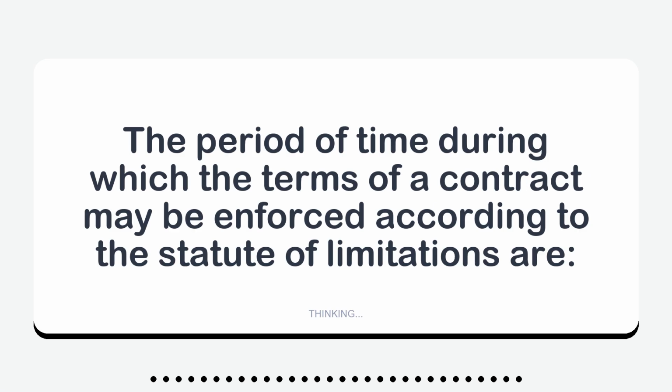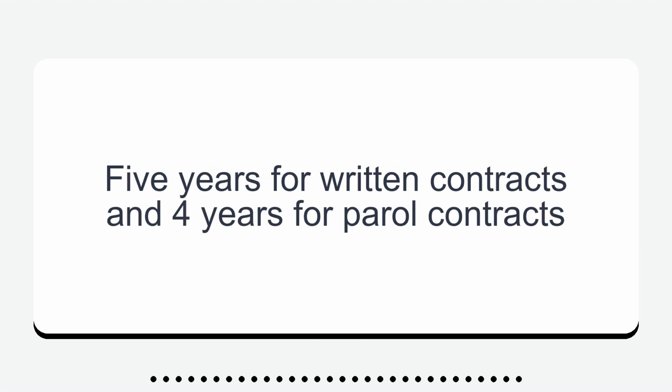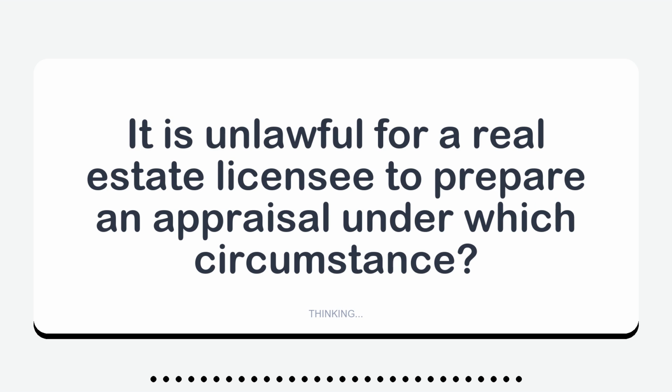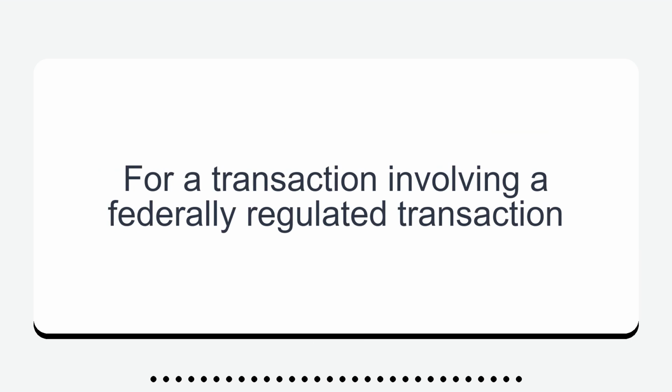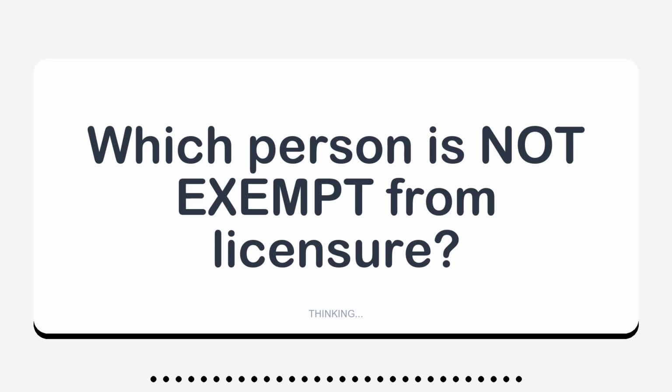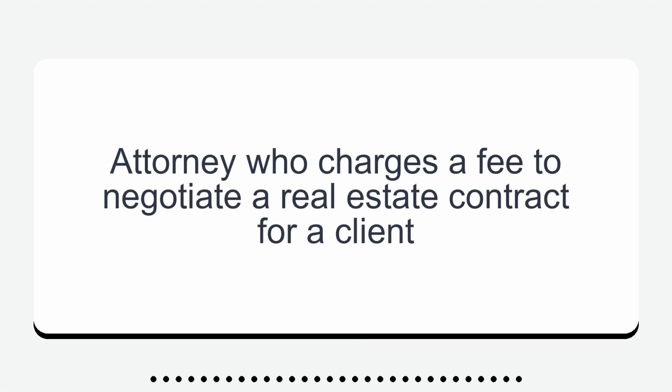The period of time during which the terms of a contract may be enforced according to the statute of limitations are 5 years for written contracts and 4 years for parol contracts. It is unlawful for a real estate licensee to prepare an appraisal under which circumstance. For a transaction involving a federally regulated transaction, which person is not exempt from licensure? Attorney who charges a fee to negotiate a real estate contract for a client.